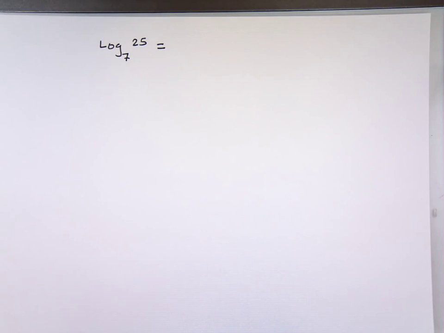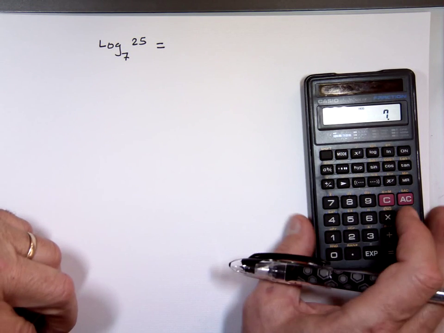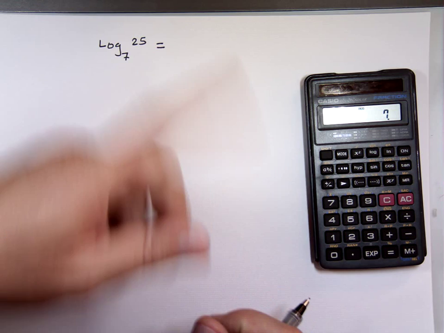Now I got a problem. My calculator does not do that. I only have log base 10 and log base e. Not log base 7, not log base 3. I can still do it actually with this cheap calculator. It's called the change of base. And I'm going to derive it. I'm going to show you why it is.